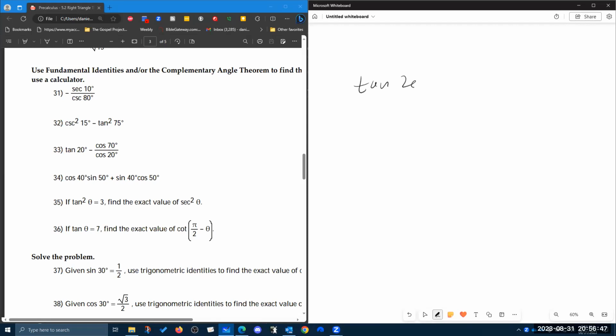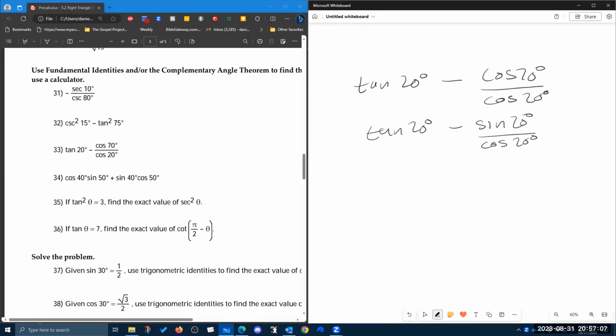Tangent of 20 degrees minus cosine of 70 degrees over cosine of 20 degrees. So tangent of 20 degrees minus sine of 20 degrees over cosine of 20 degrees. Again, cosine becomes sine because of the cofunction, and 70 becomes 20 because it is the complementary angle. We're going to use our fundamental identity here to say sine over cosine is tangent, and that gives 0.